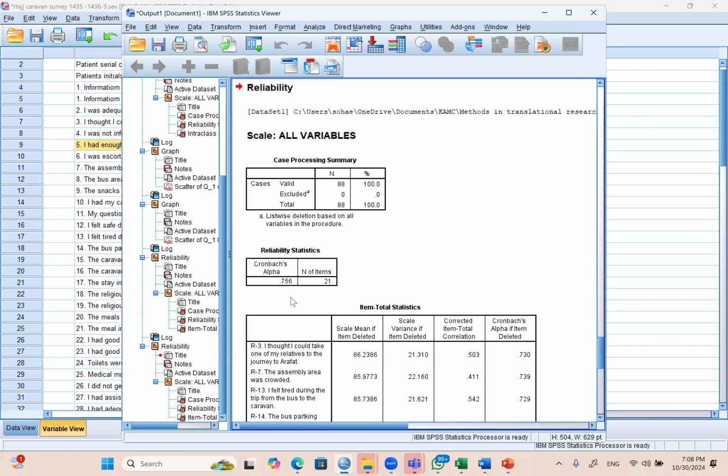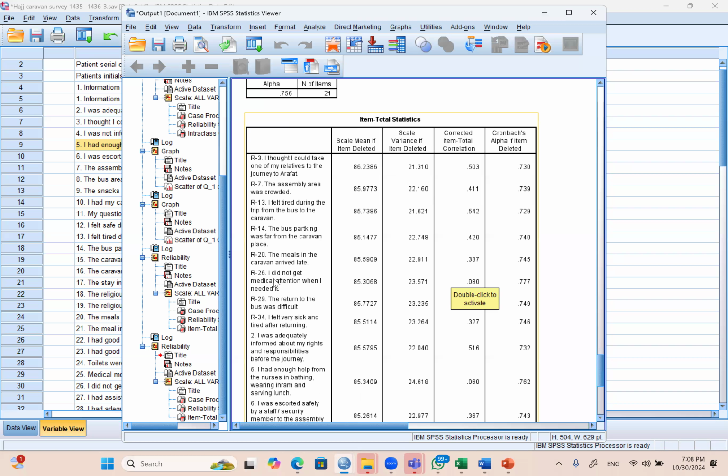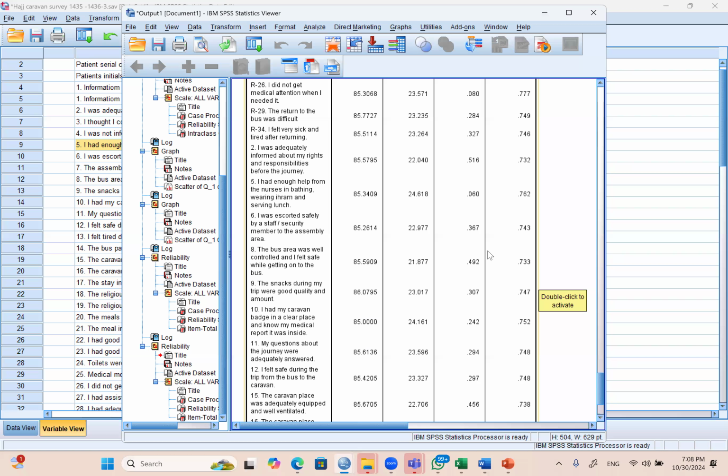Okay, so here I'm going to repeat the cycle again because my Cronbach's alpha now is 0.756. But if I'm going to delete number 26, it's going to increase. And again, if I'm going to delete number 5, it is going to increase again. So perhaps I invent a questionnaire, I give it in a study, I perform reliability on it, and then at the end of the study, I say, okay, these items can better be deleted and the questionnaire is going to be more reliable.